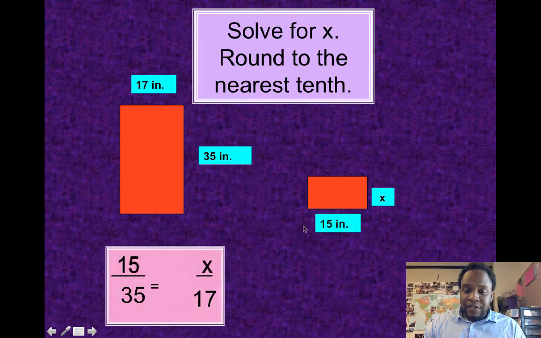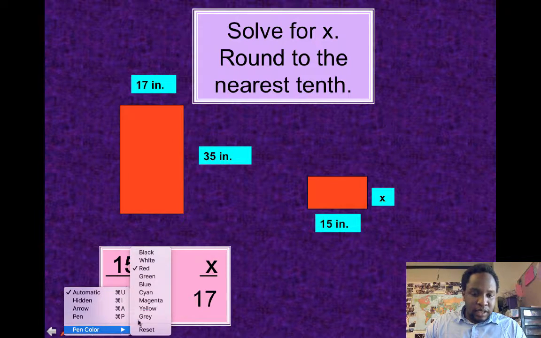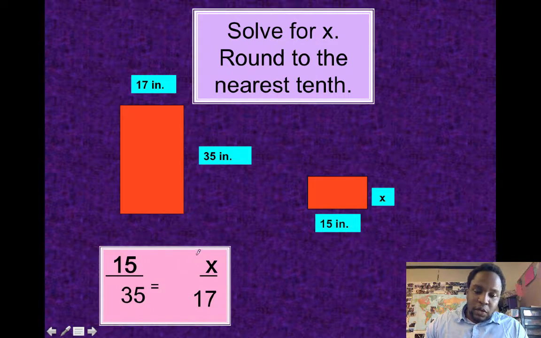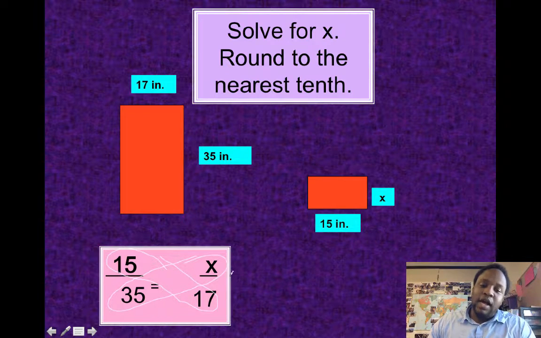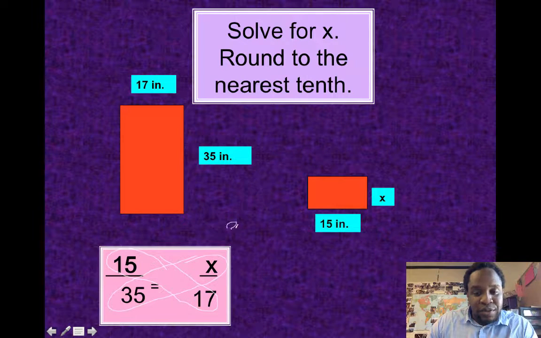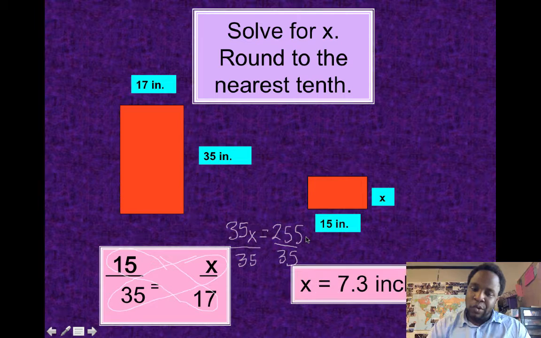So I'm going to say that 15 over 35 equals x over 17. And so then we can cross multiply. So we get 35x equals 255. 15 times 17 is 255. So 35x equals 255. We then solve for x like normal. So we're going to divide by 35. And we get that x is equal to 7.3 inches.